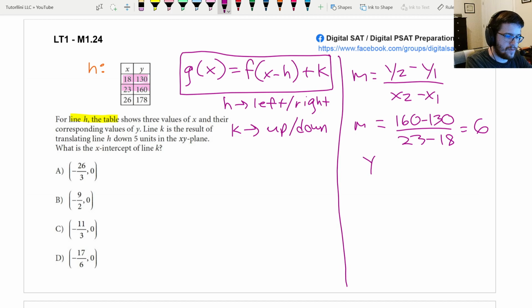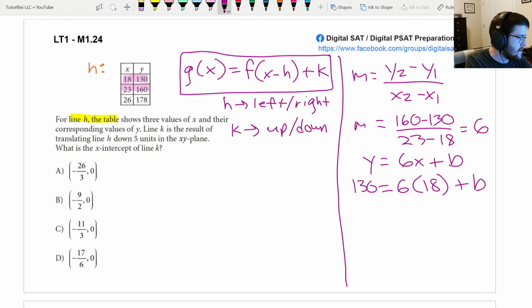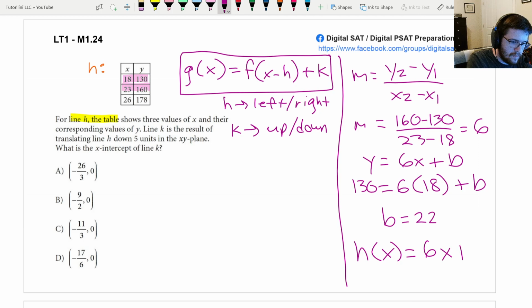So the equation is y equals 6x plus b. We don't know the y-intercept because they didn't give it to us. So there's many ways you could do this, but what I'm going to do now is plug in a point and solve for b. So I'm going to do 18, 130. So 130 is y, 18 is x, and I get 6 times 18 is 108. Subtract 108 from both sides, and I get b equals 22. So this equation for h is, or how about we call it h of x, equals 6x plus 22.